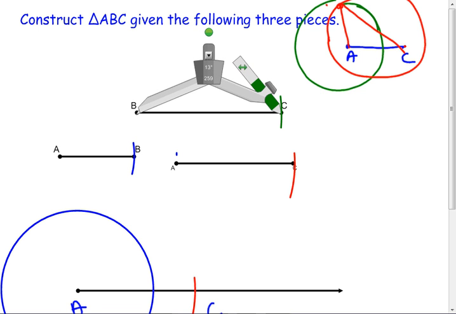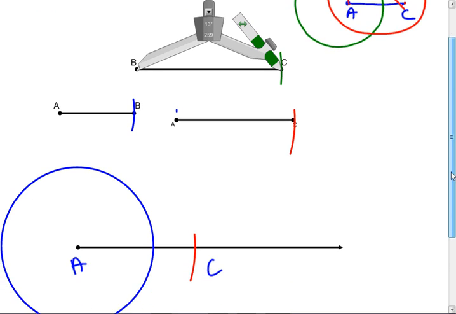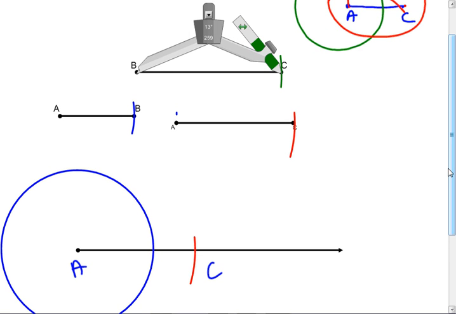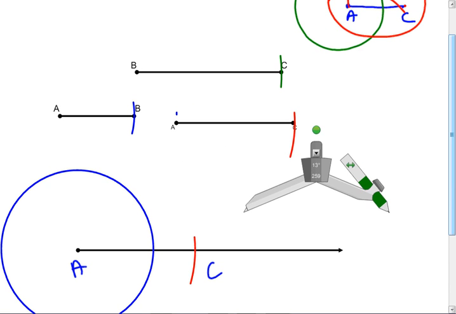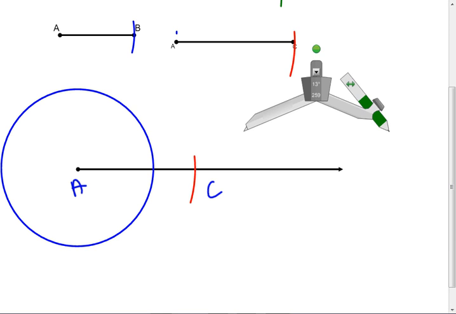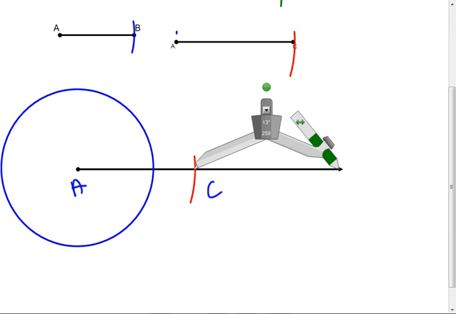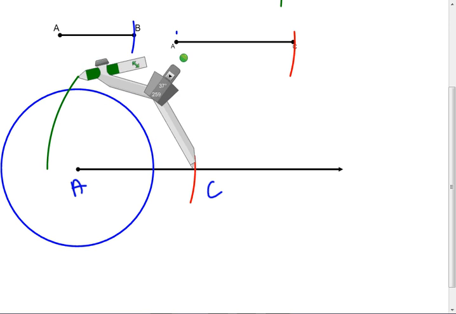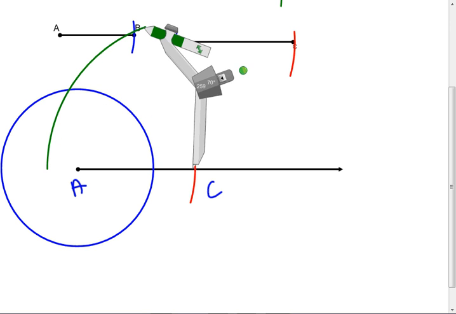Now, where am I going to put the compass point over here? On C. It's the only place I got left. And guess what? My compass is backwards. So I have to flip it over. Well, I could go around the circle. I'm just going to flip it. And then I'm going to mark this guy. And there it is, where those curves intersect.